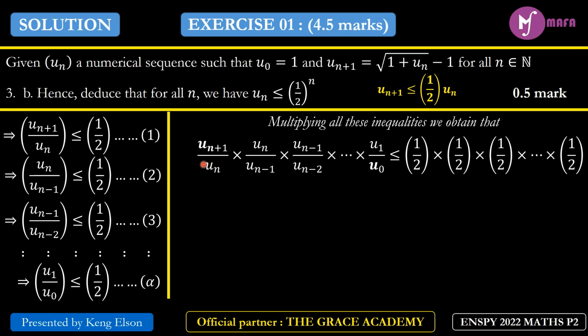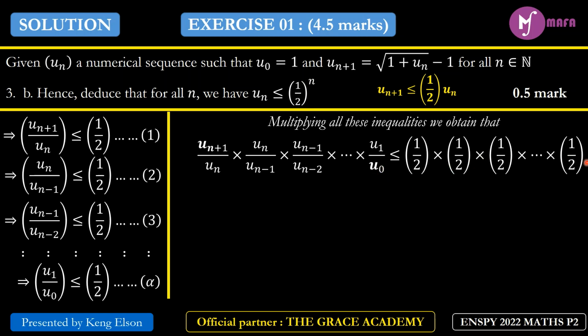Now, what can we identify on the left hand side? We see that u_n is here, so it's going to cancel with this u_n. u_{n-1} is here, it's going to cancel with u_{n-1}. Definitely this u_{n-2} we cancel with a certain u_{n-2} if we included the next term. And the term before u_1 over u_0 is simply u_2 over u_1, so the u_1 is going to cancel. So at the end of the day, you are going to be left with u_{n+1} divided by u_0 on the left hand side.